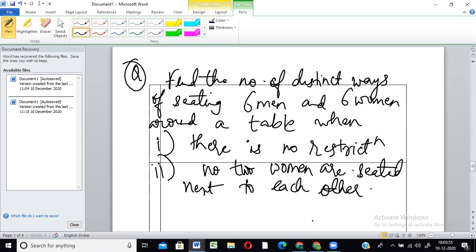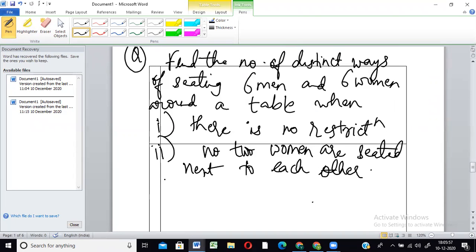Are seated next to each other. Okay, so coming to the first criteria now. There is no restriction on gender, so we're not really going to consider how many men and how many women there are. In total we have 6 men plus 6 women, so we have a total of 12 people, right? So 12 persons are there.